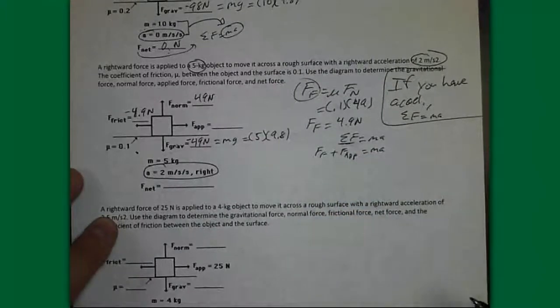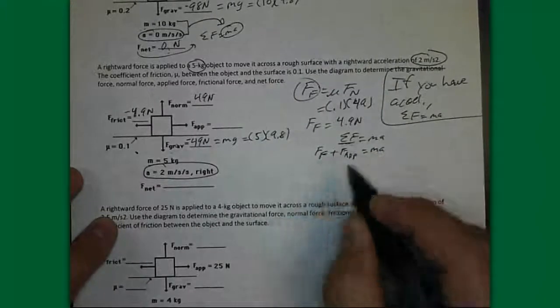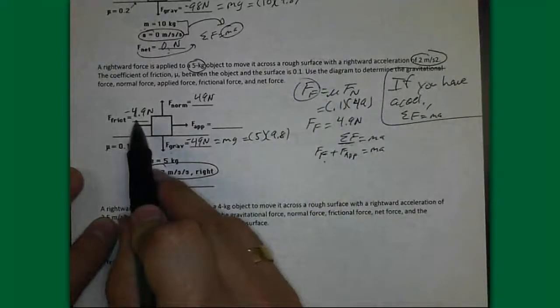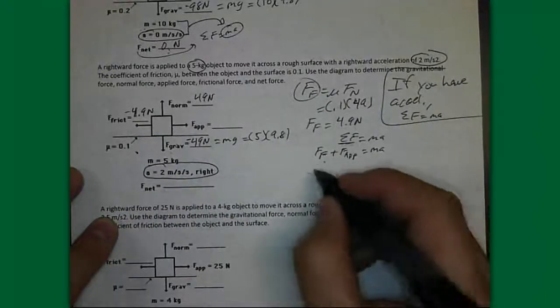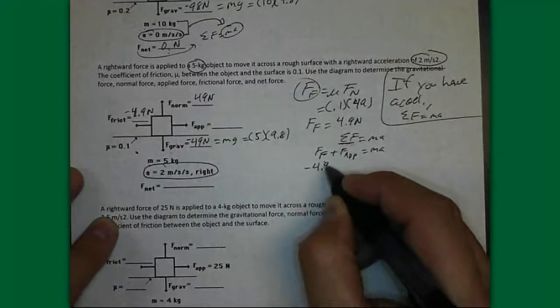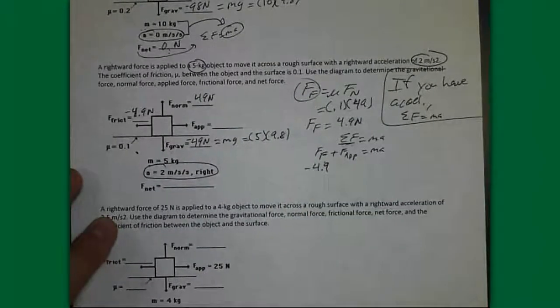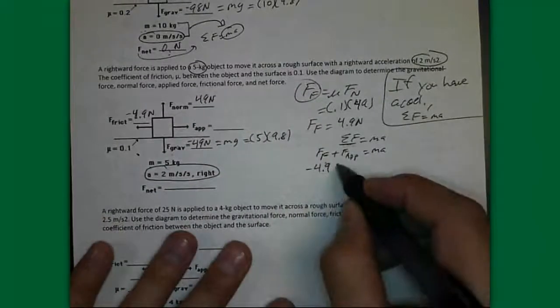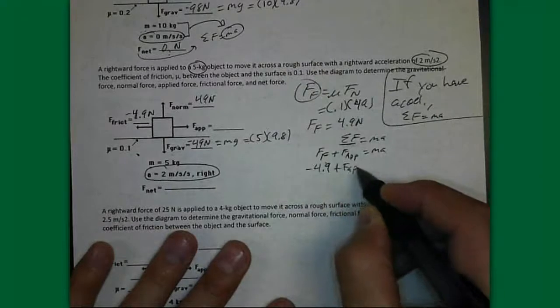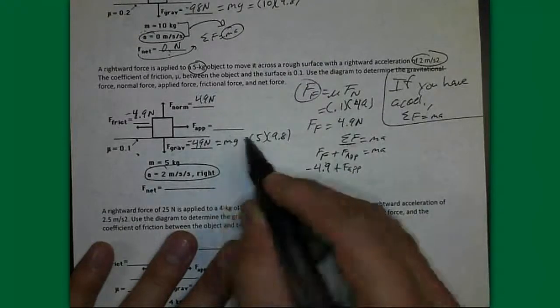And now I'm going to plug in what I know. I found the frictional force. It's negative 4.9. And with sigma F equals ma, you must consider direction. It's very important. Frictional force is negative 4.9. I don't know the applied force. That's what I'm trying to find.